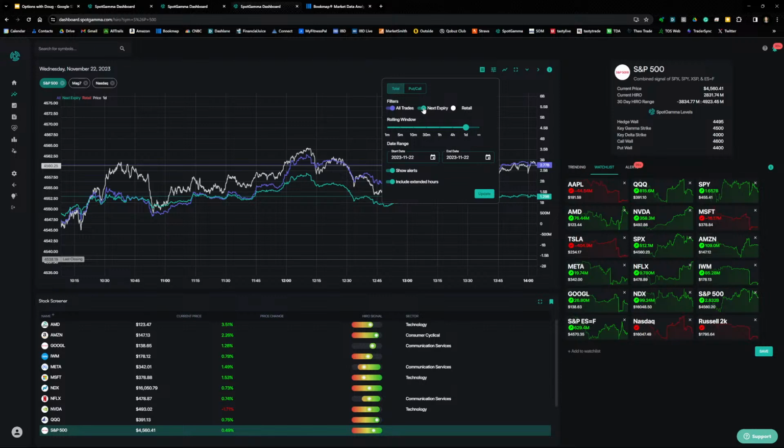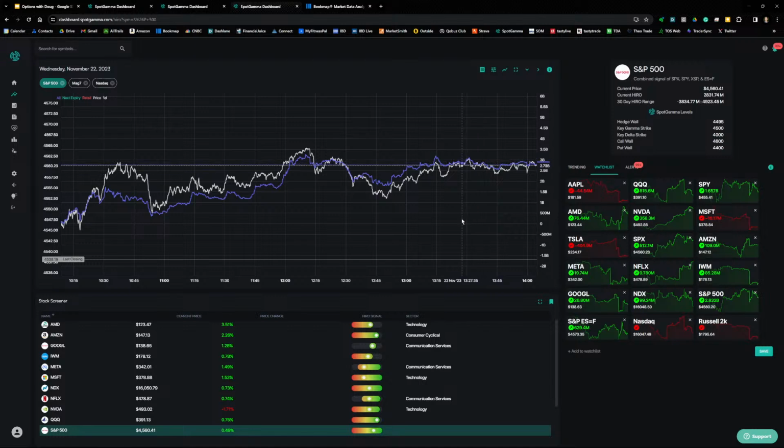That is all trades shown by the purple line, the hero line, and zero DTE traders that are trading options that expire today, making up a little bit less than half of that. All right, so let's go back. Let me explain what this chart is showing.